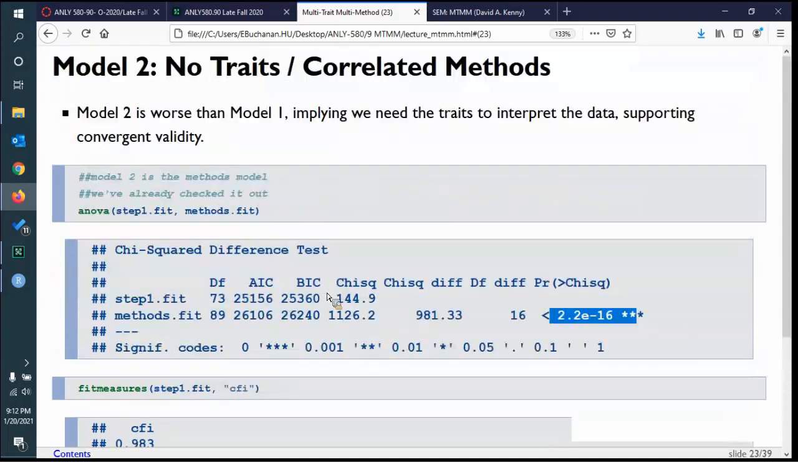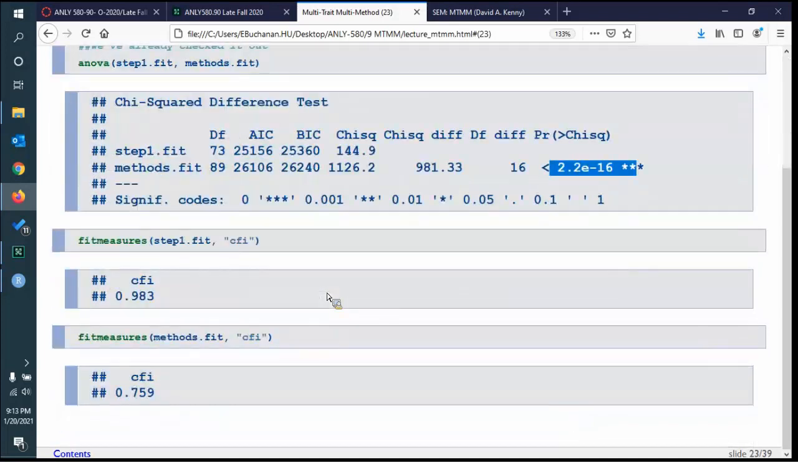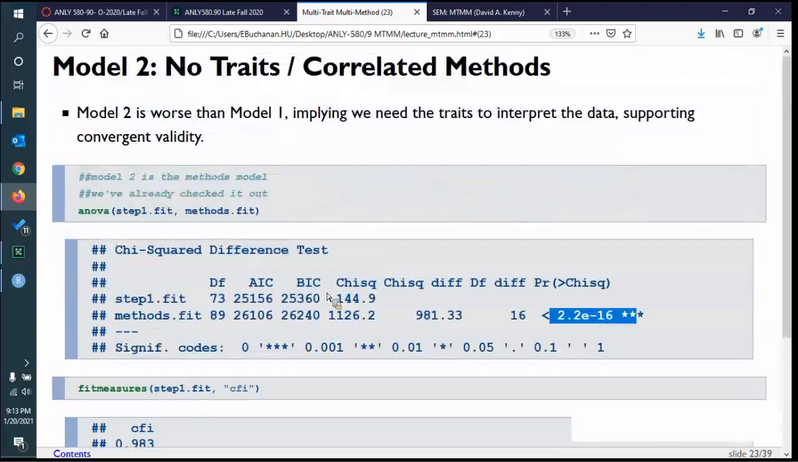And we'll talk more about how I can get that convergent thing a little bit better than just the overall fit after this section. So, in summary, it appears that we need those traits to interpret the data. It supports convergent validity, that these methods are converging on these traits.